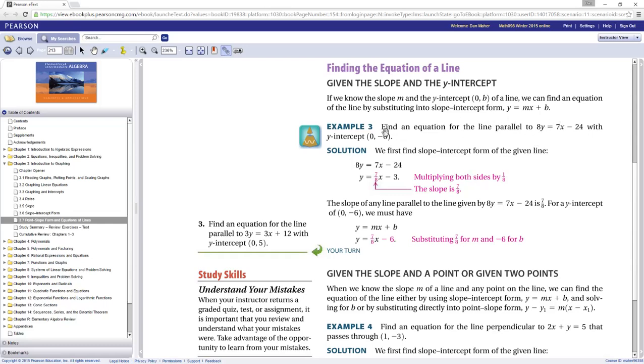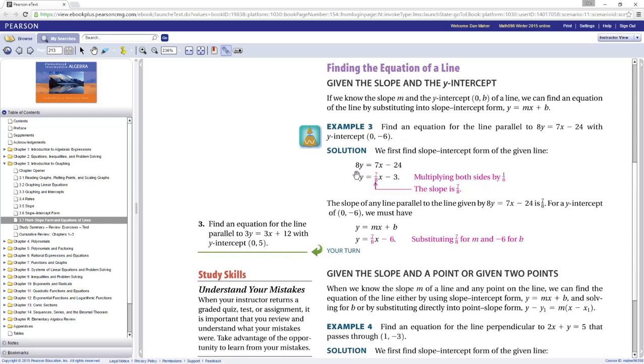So in this case, it says find an equation for the line parallel. Parallel means that they're going to have the same slope. For this line, which is this equation, they're telling us the y-intercept for the new equation is right here. I need to figure out what the slope of this equation is, and one way to do that is to solve for y. When I get y equals some number times x plus some number, I know the slope. I don't even care what this number is. So they solve for y.